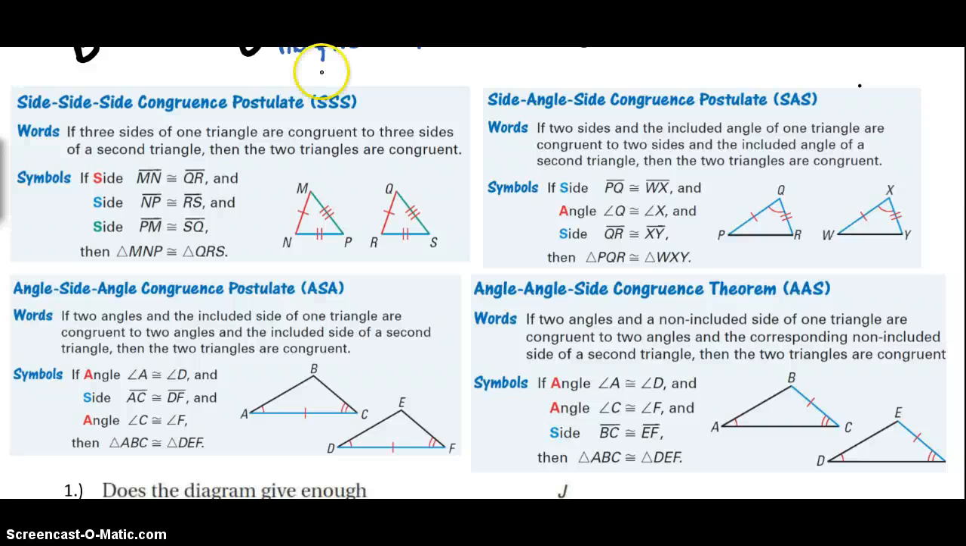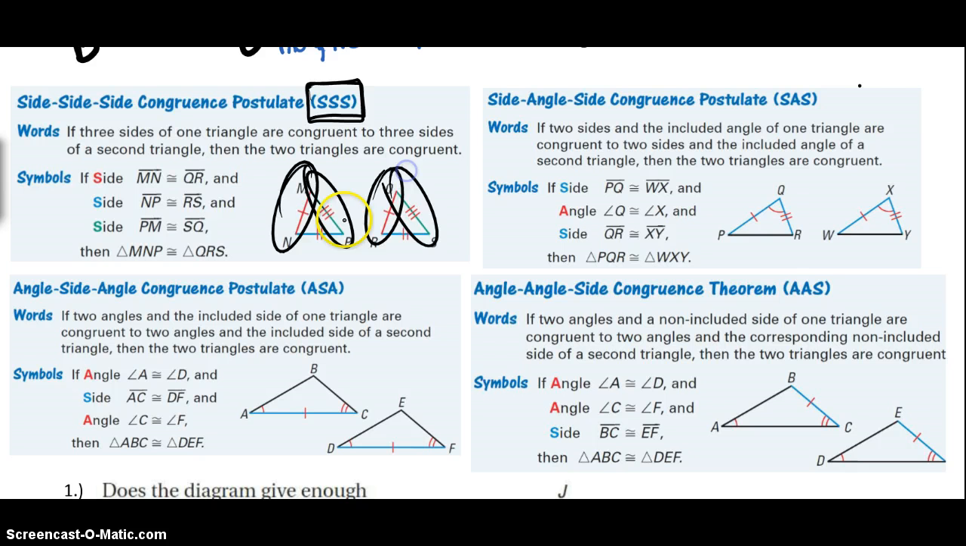You can prove two triangles are congruent if all of their sides are congruent to the other triangle, okay? So side, side, side is what this is called. So if this and this are congruent, this and this are congruent, this and this are congruent, you can say the two triangles are congruent. You don't have to list out any more corresponding parts. The other one is side, angle, side.